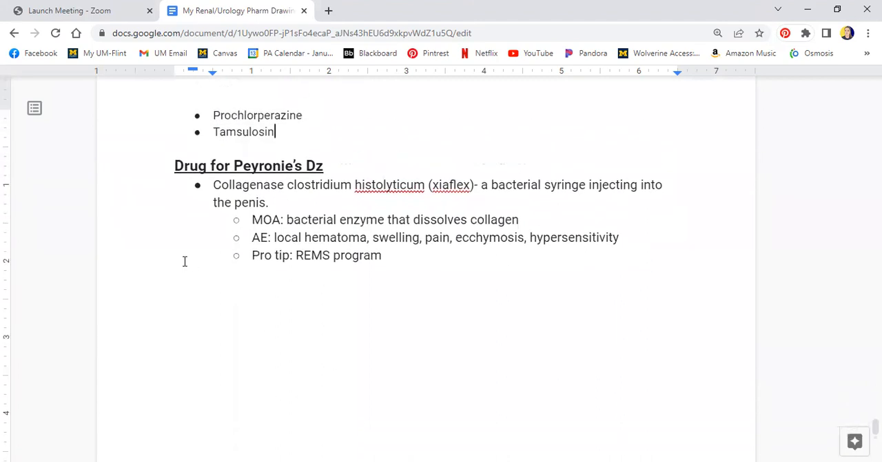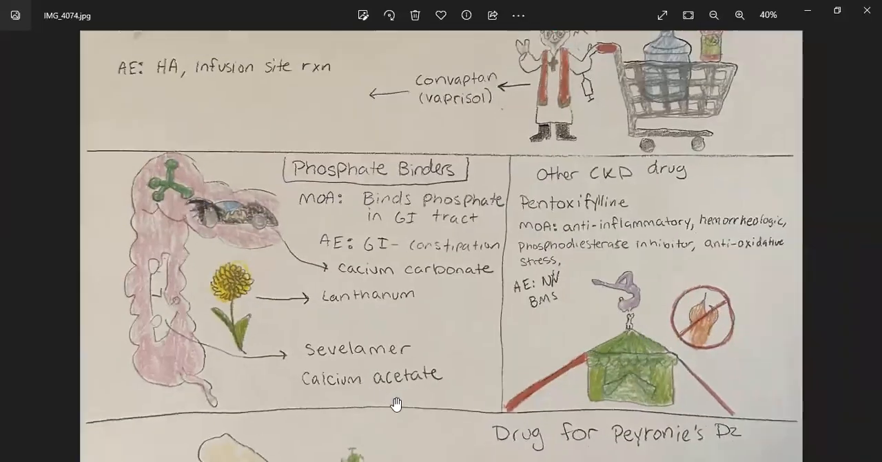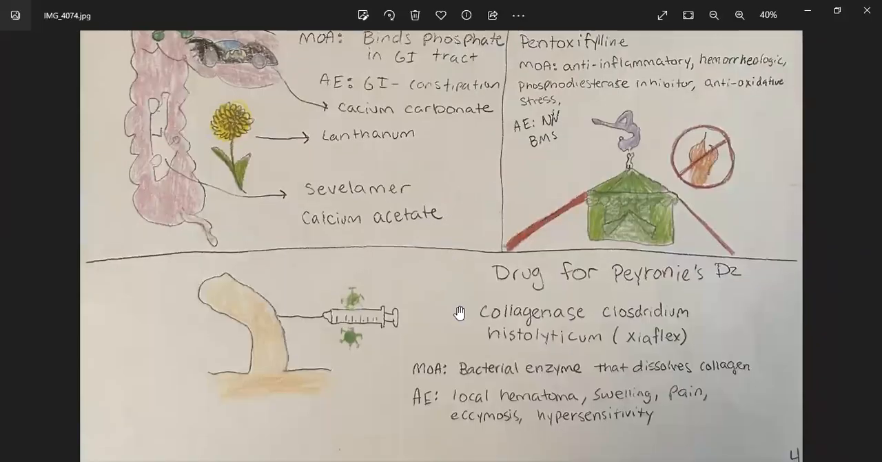And then last but not least, we have drugs for Peyronie's disease, which is when you basically have a bent penis. And so this drug is a collagenase clostridium histolyticum. Basically, the reason why the penis is bent is because there's excess collagen growth. And so this is a bacterial enzyme that's going to dissolve that collagen. So I drew this picture very literally. You're going to inject bacteria into your bent penis, and it's going to solve the problem. You could have a local hematoma, swelling, pain, ecchymosis, and hypersensitivity from this drug.